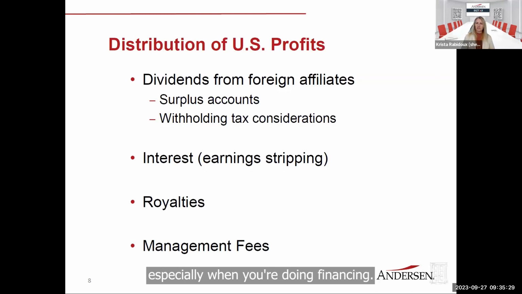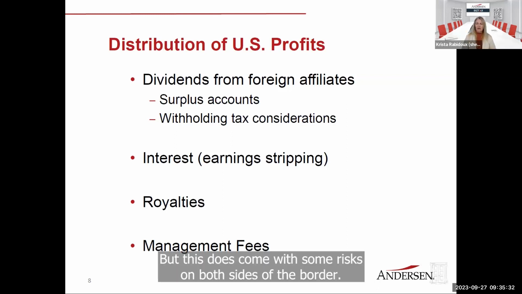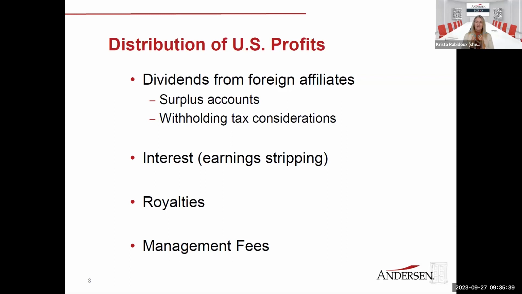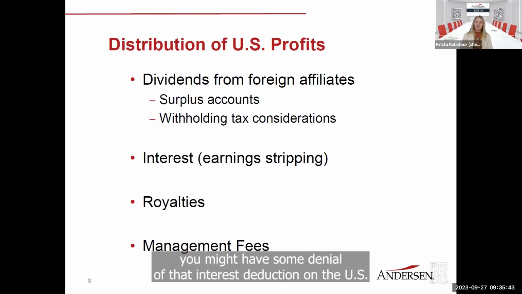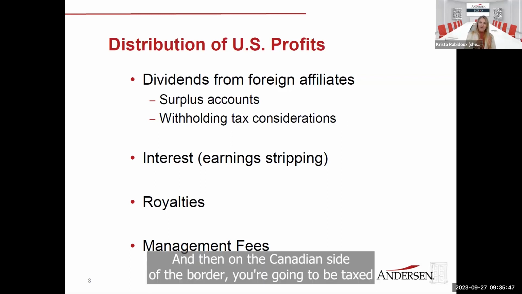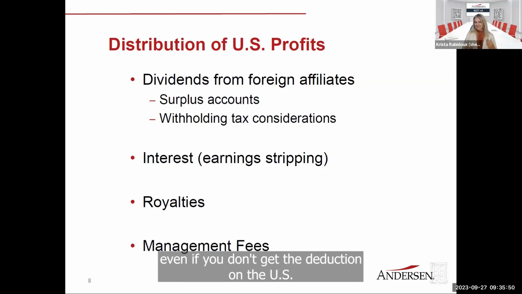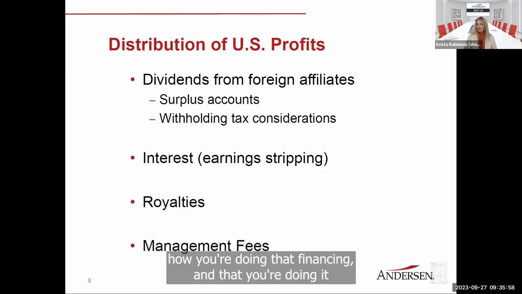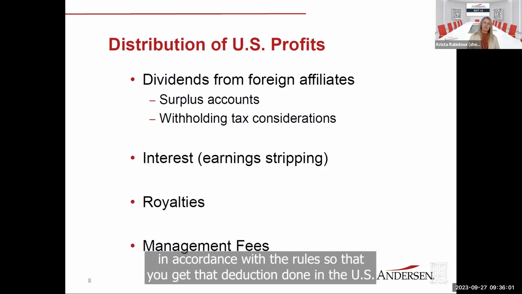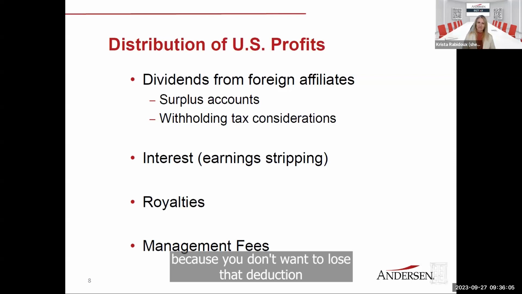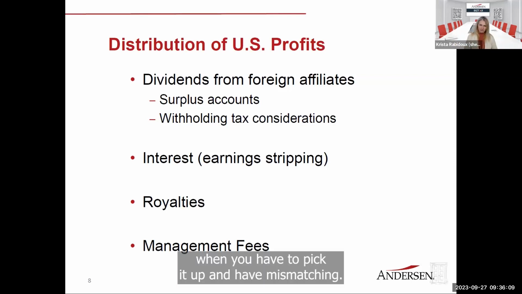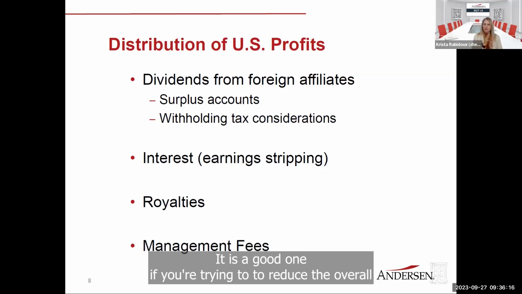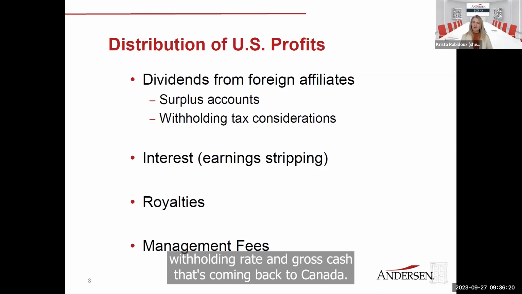Interest is another one that's quite common, especially when you're doing financing, but this does come with some risks on both sides of the border. Depending on how the US entity is funded through capital and debt, you might have some denial of that interest deduction on the US side of the border. And then on the Canadian side of the border, you're going to be taxed even if you don't get the deduction on the US side. So you really have to be careful about how you're doing that financing and that you're doing it in accordance with the rules so that you get that deduction down in the US, because you don't want to lose that deduction when you have to pick it up and have mismatching. And as I said, interest doesn't have withholding, so it is a good one if you're trying to reduce the overall withholding rate and gross cash that's coming back to Canada.